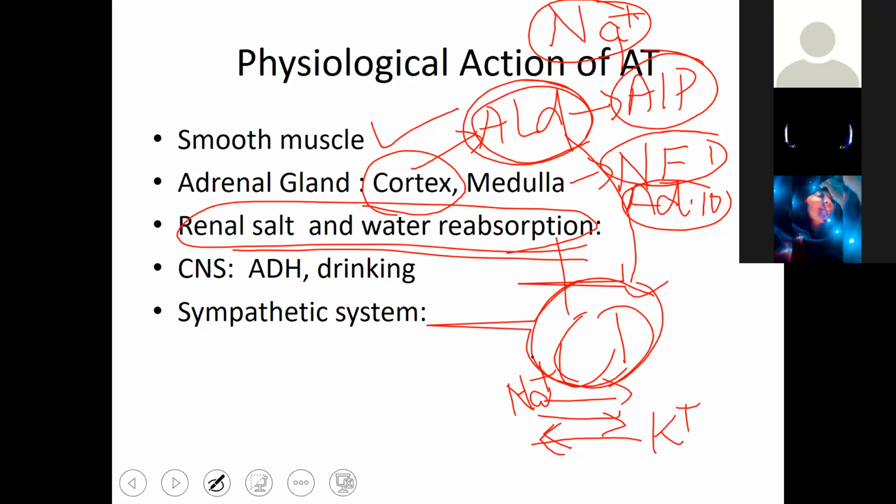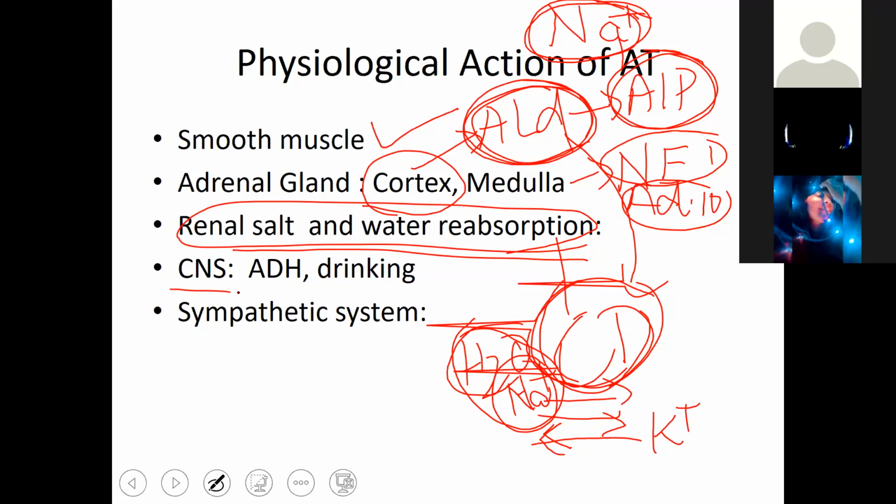Okay, so when the salt enters into the cell, isosmotically the water also enters. So there is salt and water retention in the collecting duct due to the presence of the sodium channel, which is formed by the aldosterone induced protein, and the aldosterone induced protein is because of the action of aldosterone on the collecting duct cells. Okay, so that is not the only cause of the salt and water retention.